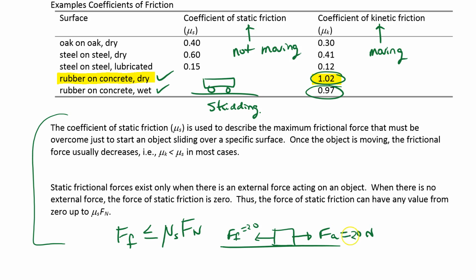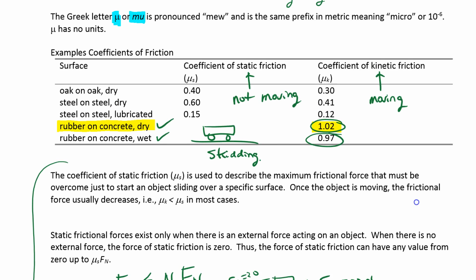Now, at some point, though, my applied force is going to be greater than the force of friction. Let's say if I get to 30, and the force of friction can't go any higher, then it's going to start to accelerate to the right. And then we're no longer talking about the static friction, we're talking about the kinetic friction. And check it out. What's a pattern that you see here? If I compare this static friction versus kinetic friction, the kinetic friction is a little bit lower.